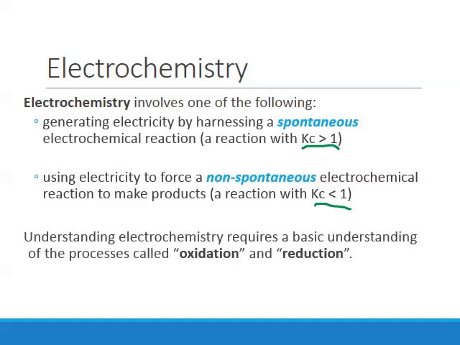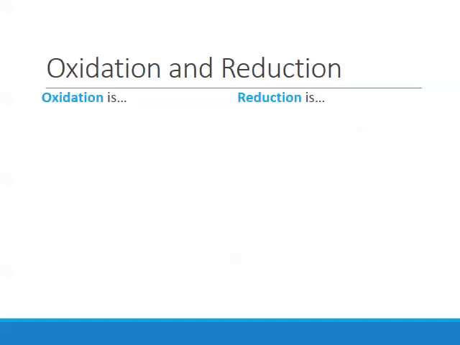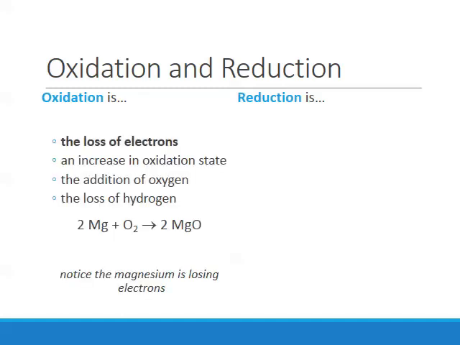There's two fundamental processes involved in all electrochemical reactions, and those are called oxidation and reduction. If you've taken some biology, you may have encountered those terms already. So let's jump in and define them. There are several ways to define each of the terms, but essentially reduction, as we'll see, is going to be the opposite of oxidation. So here are four ways to define oxidation.